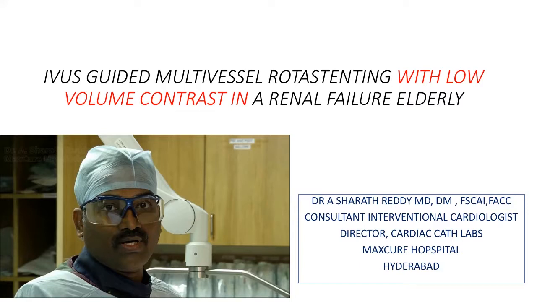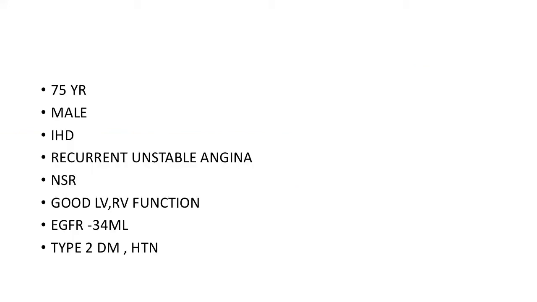In this session, I will discuss a case of IVUS guided multivessel Rotastenting with low volume contrast in a renal failure elderly patient. So this patient is a 75-year-old male with ischemic heart disease and recurrent unstable angina with normal sinus rhythm and good LV function. His eGFR was 34 ml and he is type 2 diabetic as well as hypertensive.